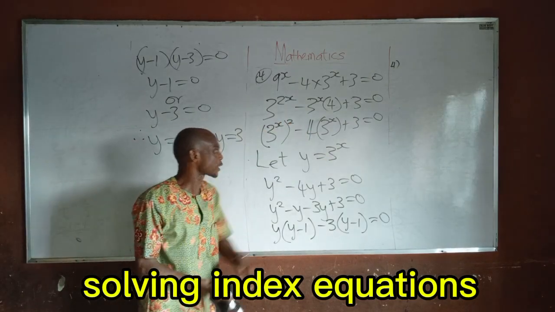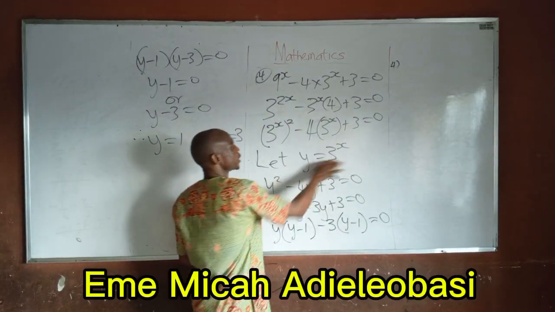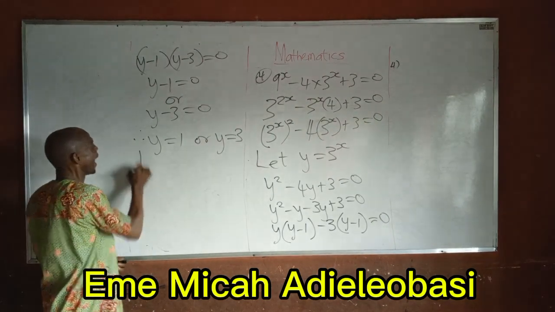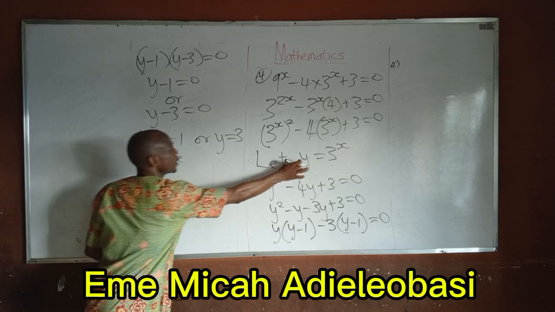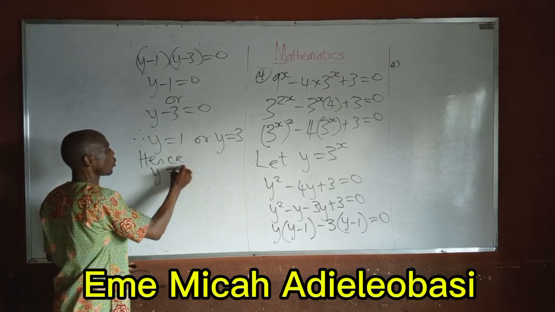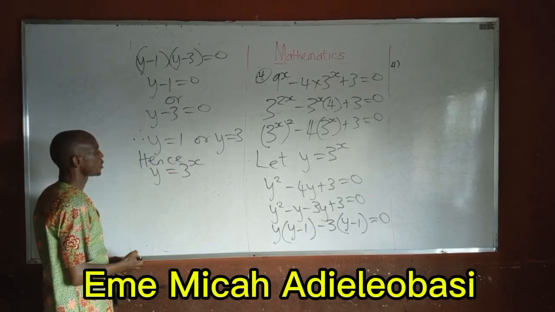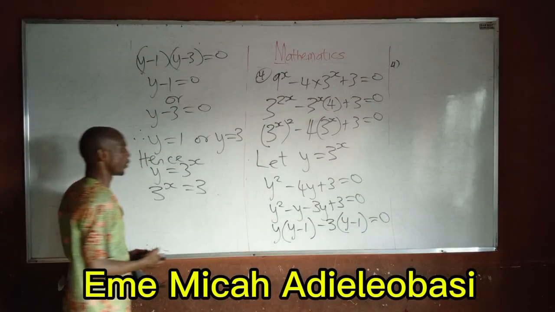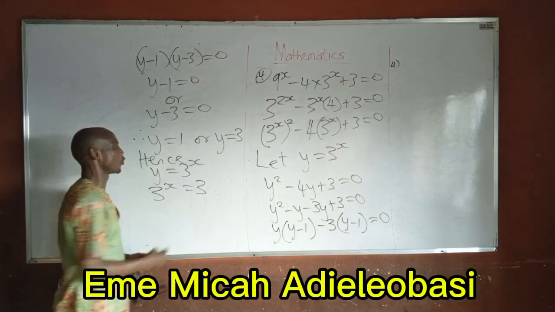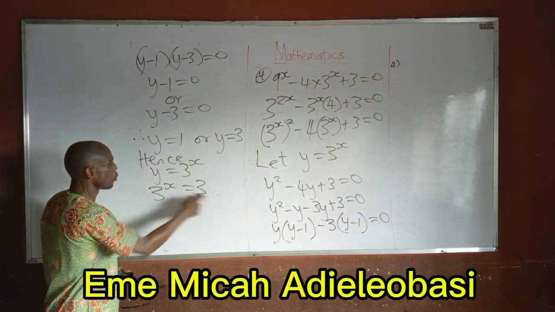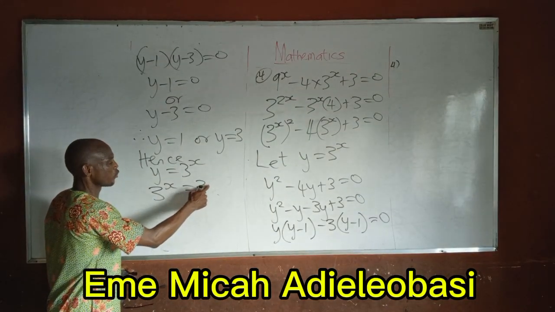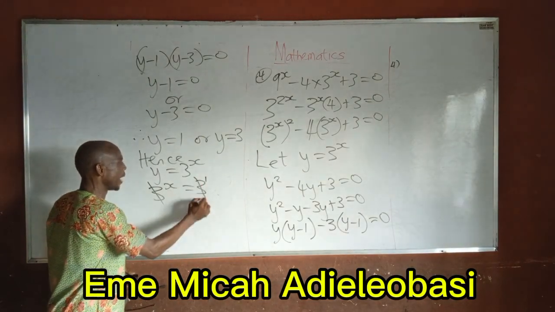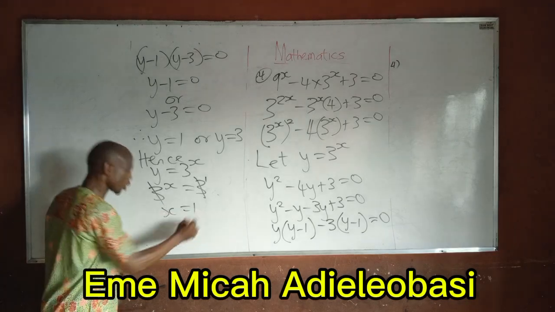So let's go back to our equation. What is y? 3 raised to power x. So, hence, what do we have? If y is equal to 3 raised to power x, then 3 raised to power x will now be equal to 3 when y is equal to 3. So, what do we have? The two bases are now the same. 3 is the same thing as 3 raised to power what? 1. So, if we cancel the base, we are going to have what? x is equal to what?